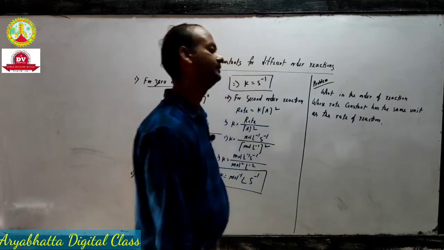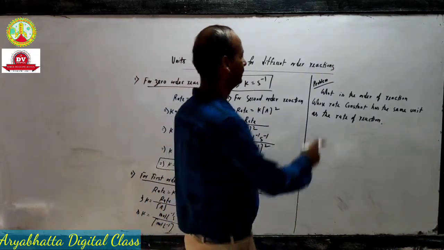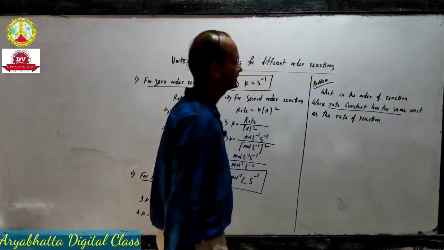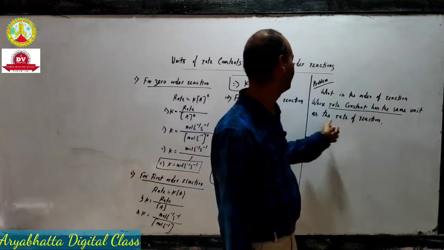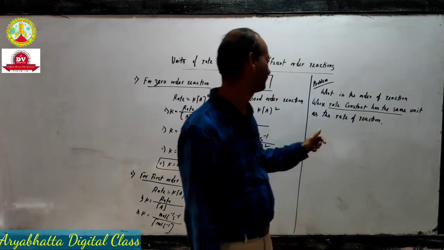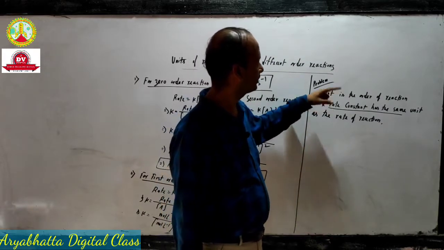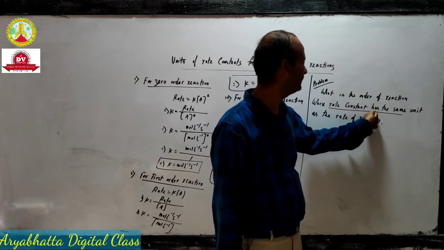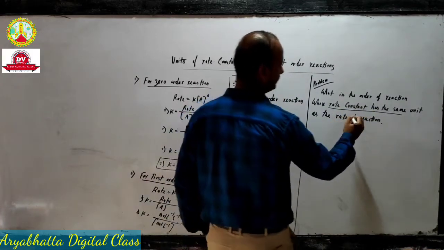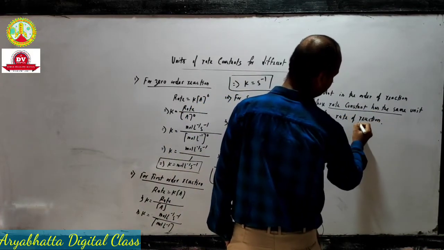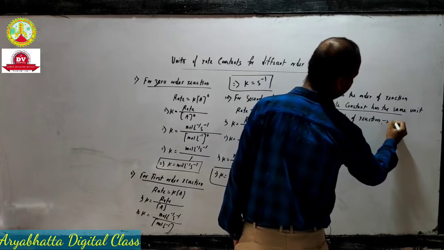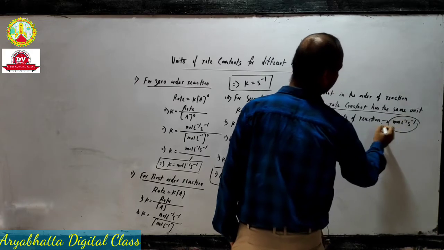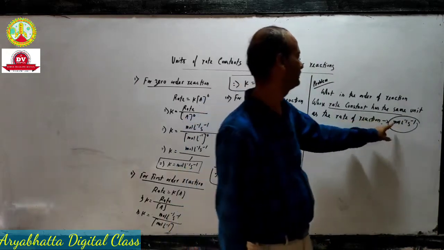Now let's see. Please see the question very carefully. What is the order of reaction whose rate constant has the same unit as the rate of reaction? The question is saying that the unit of the rate constant is the same as the unit of rate. And you already know the unit of rate of reaction. What is the unit of rate of reaction? Mole liter inverse second inverse.